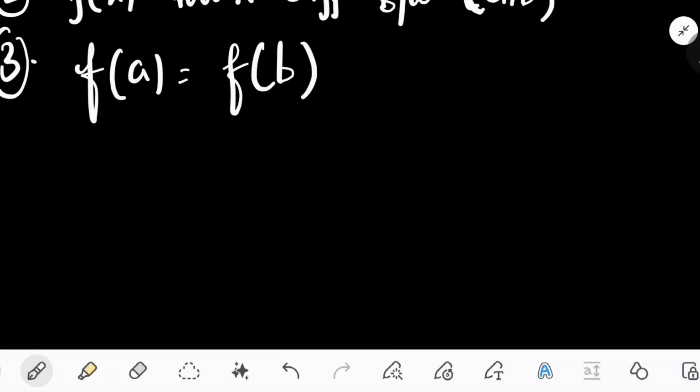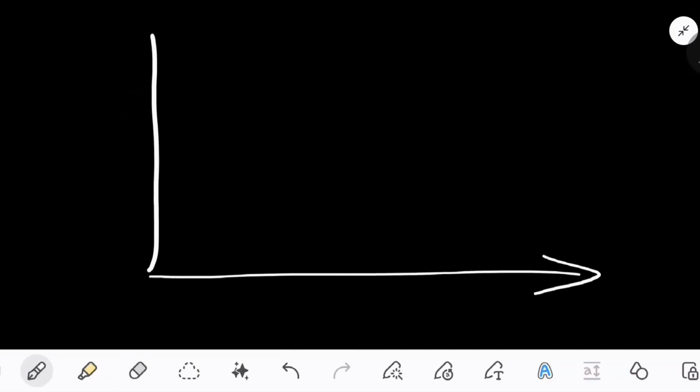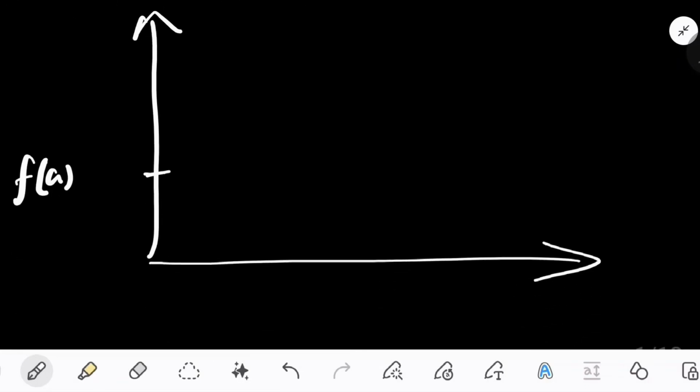Let's see. So let's draw such kind of function. Well, let me draw it. So this is our f at a, and it is given it is equal to f at b. Okay, f at b, right? Suppose this is your a and this is your b, right? Okay, this is point a, this is point b, right? A comma f a, and this b comma f b, right?